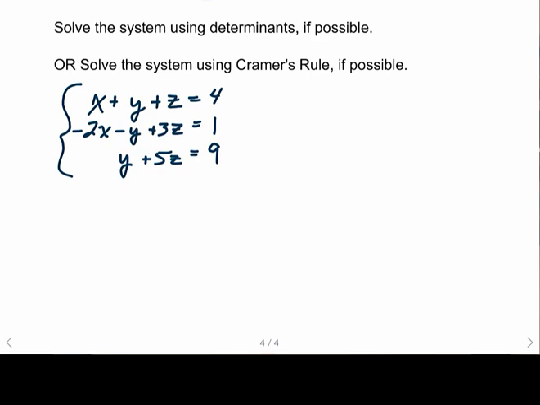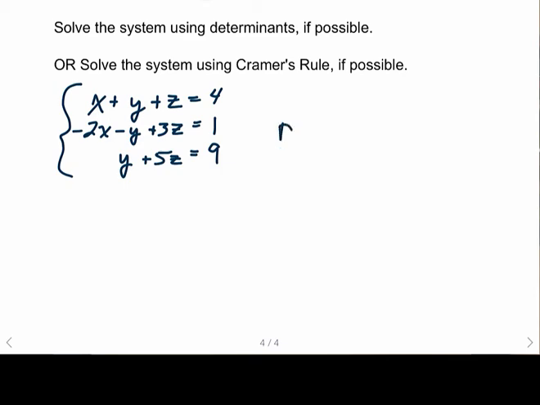I'm moving on to our next example. Same instructions. Solve using determinants or Cramer's rule if possible. Our system is x plus y plus z equals 4, negative 2x minus y plus 3z equals 1, y plus 5z equals 9.